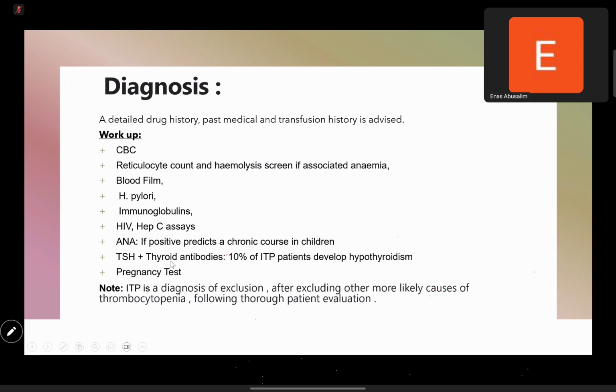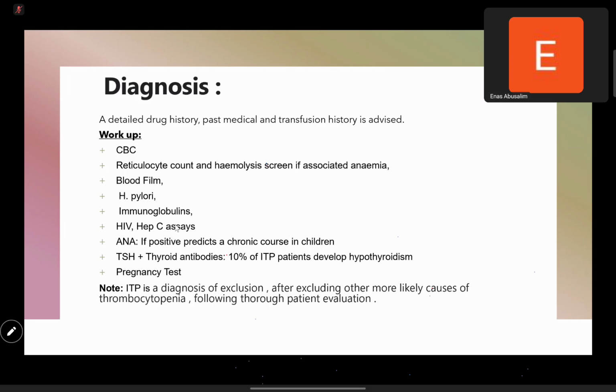Thyroid function tests are important simply because autoimmune conditions come in constellation. So if a patient has one autoimmune condition, they're more prone to other autoimmune conditions. That's why you can see patients coming with vitiligo, hypothyroidism, type 1 diabetes, celiac disease, and ITP altogether, which is called autoimmune polyendocrinopathy, type 1 and type 2.